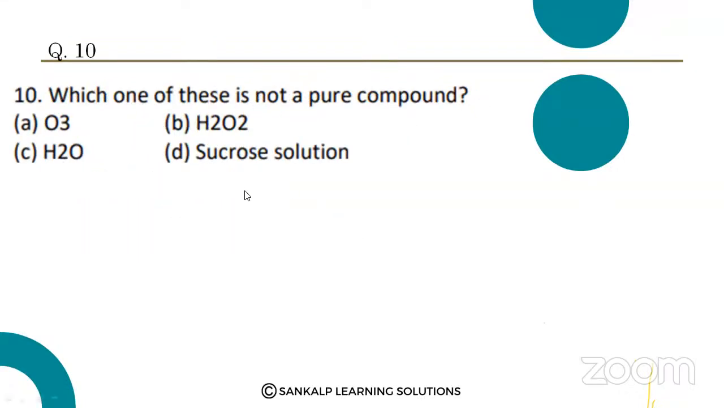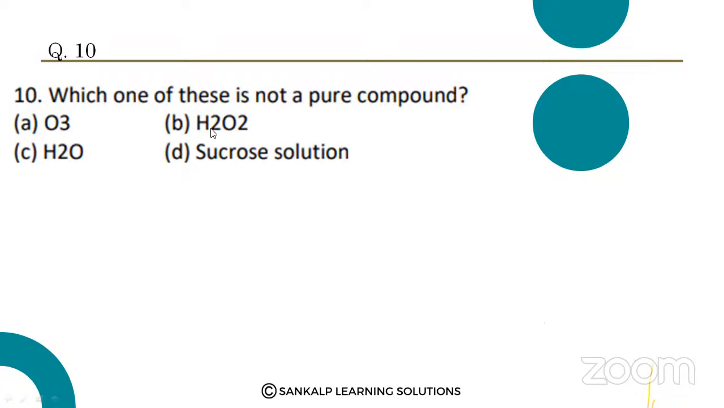Which one of these is not a pure compound? A compound is 2 or more elements that are chemically joined. Now O3. O3 molecule means there are 3 atoms of oxygen. Does it consist of different elements? No, it has only one element, that is the oxygen atom.